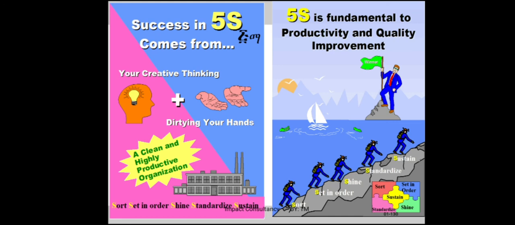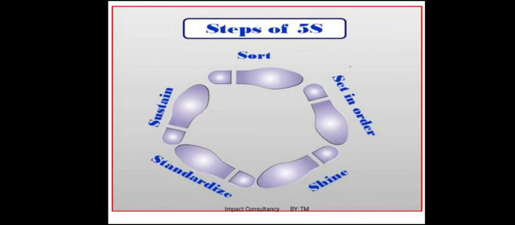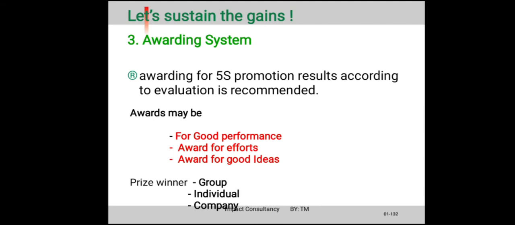It is very lovely. A clean and highly productive organization, it shows. It says here on the right side, 5S is a fundamental to productivity and quality improvements. So it shows a very attractive image of the 5S's. Here are also steps of 5S: sort, set in order, shine, standardize, and sustain according to footsteps. So this is very good to see like this.